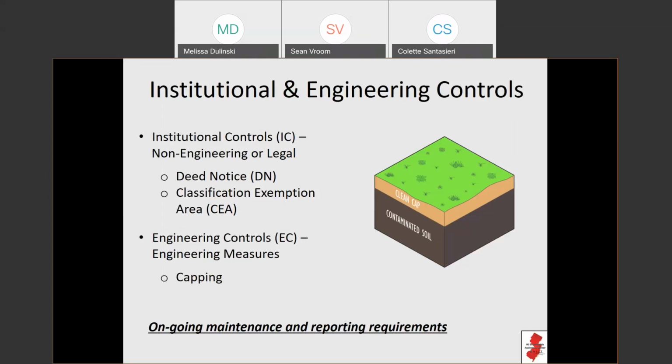In some instances, the remediation is completed by using institutional and engineering controls. So these can place a deed notice restriction on the property, or a classification exception area on the property or a portion of the property. The most commonly used engineering control that we see is capping. And an important thing to note here is that when you're using institutional or engineering controls, they require a permit that has to be issued by the DEP. And going forward, they have maintenance and reporting requirements that are associated with them. So it's important to know upfront how long those will continue to go on for. Next slide, please.